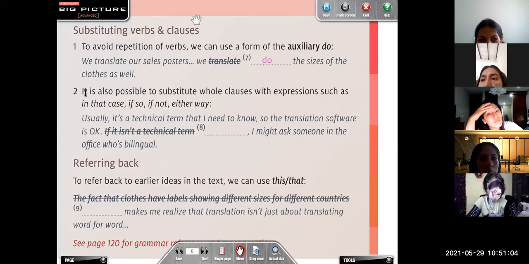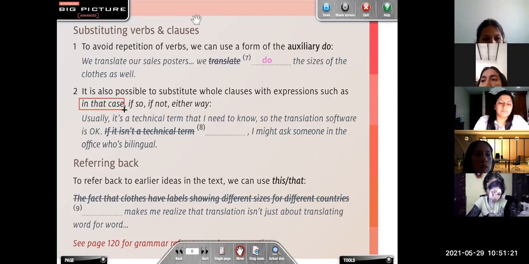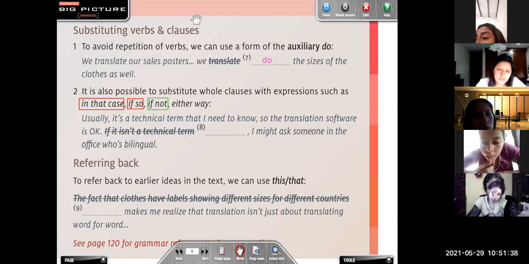The next one. It is also possible to substitute whole clauses with expressions. I'm going to show you the expressions, such as in that case. In that case is the same as if so. In that case and if so, the meaning is exactly the same. We can also use if not, and we can also use either way. So we can use these 4 expressions to replace clauses.